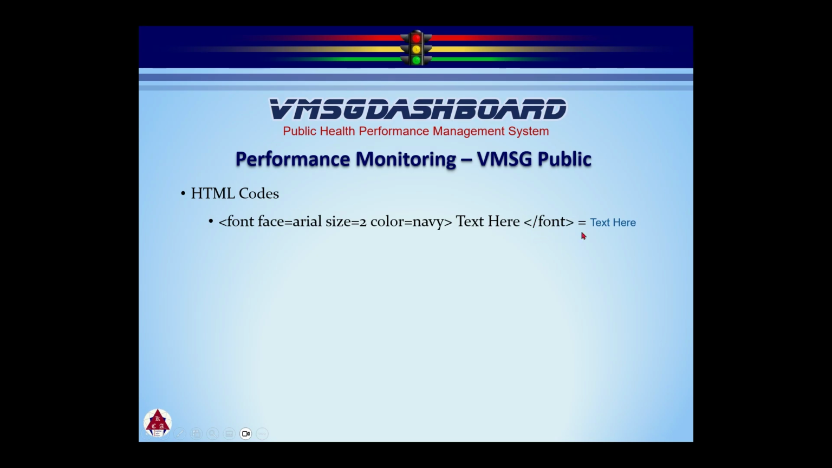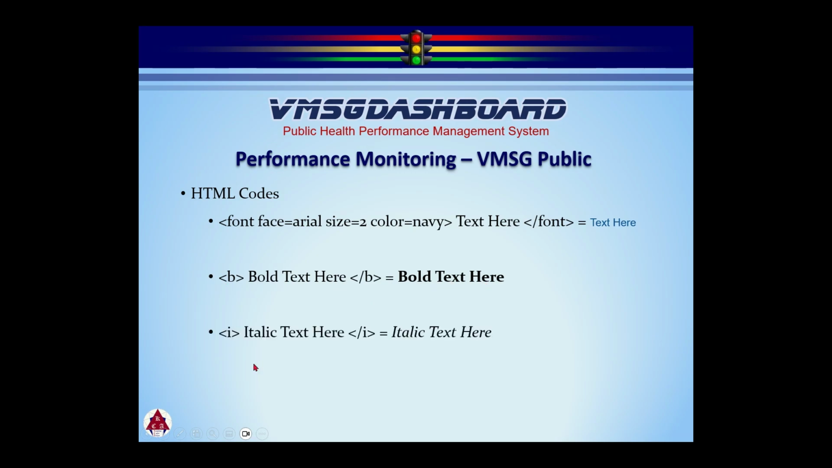And then this text looks like this. So it's the Arial font, size 2, navy color. If I want to put bold on anything over there, I can just go in here and put in the bracket B and a bracket /B around the text, and it becomes bold. Italic, same thing, bracket I, bracket /I, italic text. I can also take these bracket I's and put them before and after the B, and I'll have bold italic text.